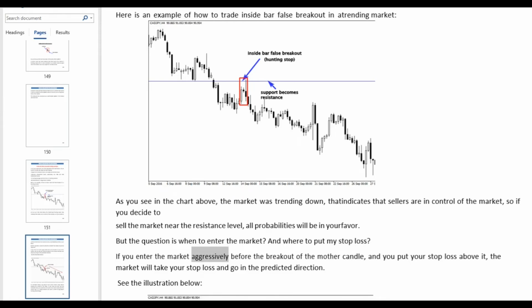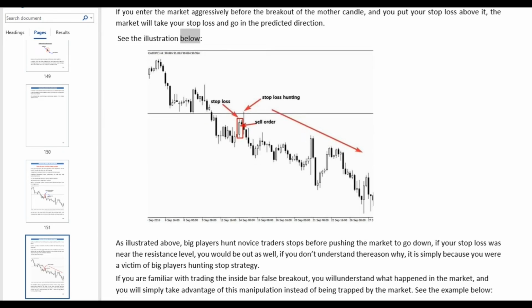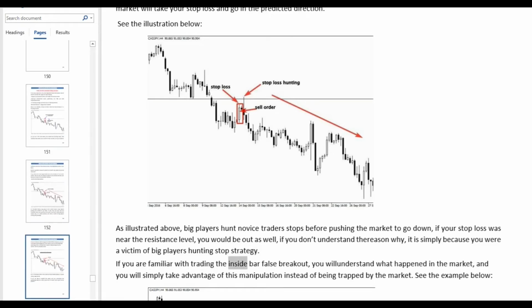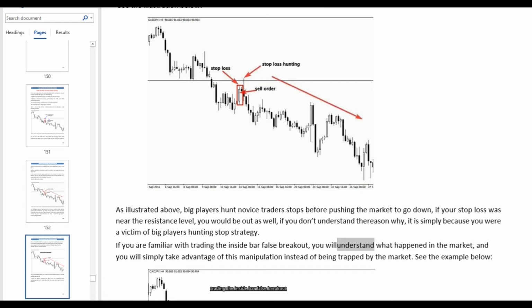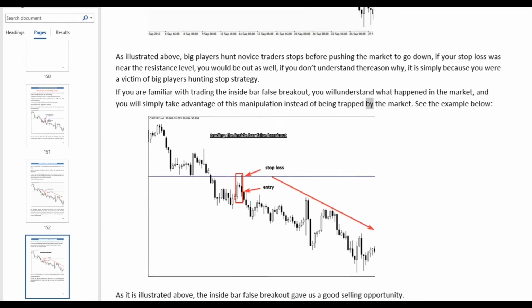If you enter the market aggressively before the breakout of the mother candle, and you put your stop loss above it, the market will take your stop loss and go in the predicted direction. See the illustration below. As illustrated above, big players hunt novice traders' stops before pushing the market to go down. If your stop loss was near the resistance level, you would be out as well. If you don't understand why, it is simply because you were a victim of big players' stop hunting strategy. If you are familiar with trading the inside bar false breakout, you will understand what happened in the market, and you will simply take advantage of this manipulation instead of being trapped by the market.